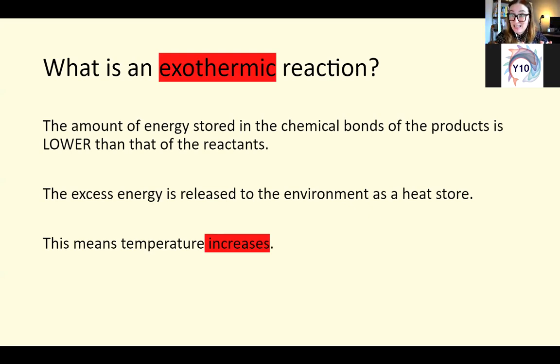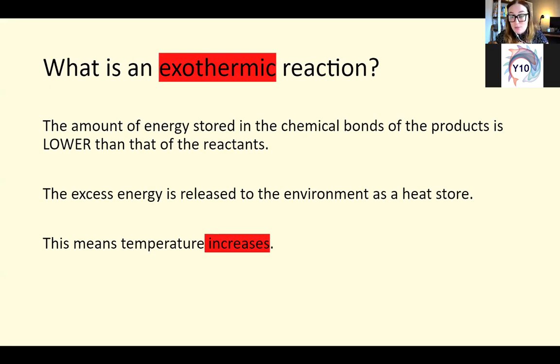So in this case, because the energy level of the products, the stuff you make at the end, is lower, energy is given out to the environment as heat. And that's what you measure. That increases the temperature. When you've got your thermometer in a reaction, you're measuring the amount of energy in the surroundings. Your thermometer can't measure the energy in the bonds. So when you measure temperature, you're measuring the energy of the surroundings.